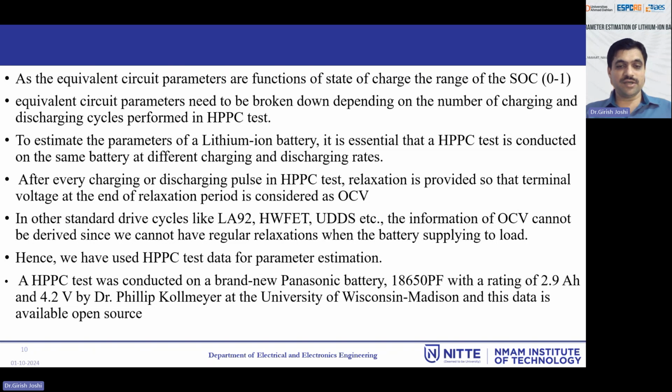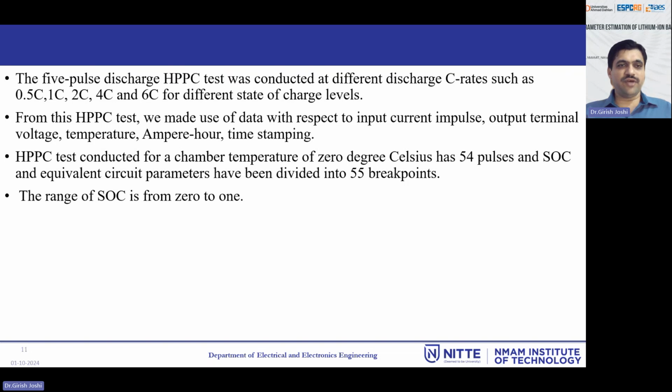Philip Collimer at the University of Wisconsin Medicine, and this data is available open source, which has been used in this particular work for estimating the parameters of that particular battery. The 5 pulse discharge HPPC test was conducted at different C rates such as 0.5C, 1C, 2C, 4C, and 6C for different state of charge levels.